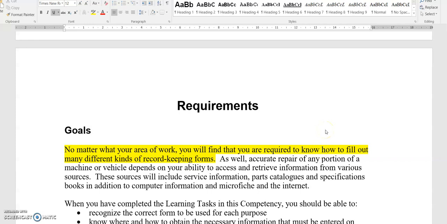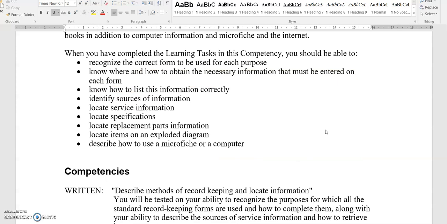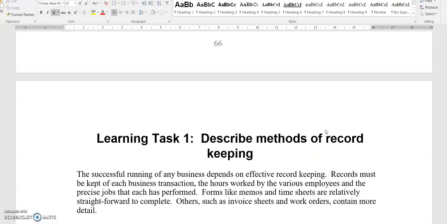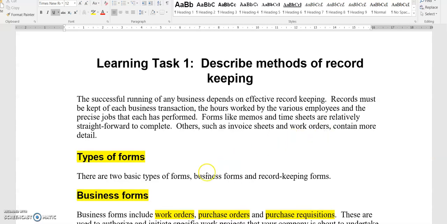Either it's a business form, such as issuing a PO number for the work to be completed when you're hiring a third party, or maybe you're filling out a form that relates to ordering a part for the job that you are working on. And in general, there are two types of forms. It's either business forms or record-keeping forms.